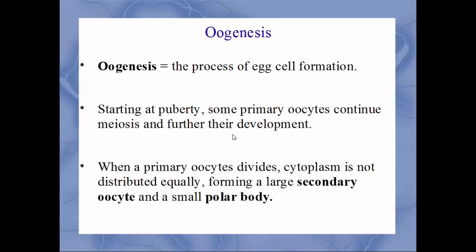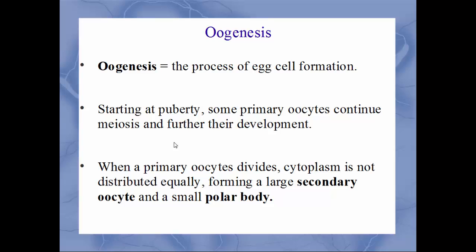Alright, next we'll talk about oogenesis, which is the process of egg cell production in the female. Starting at puberty, some primary oocytes will continue division of sex cells, meiosis, and will continue with their development. Now, when a primary oocyte divides, the cytoplasm is not equally distributed. Normally, when you think of a cell dividing, you think, well, half of it goes here, the other half goes here. A nice even split.